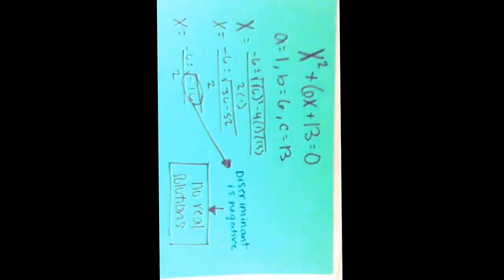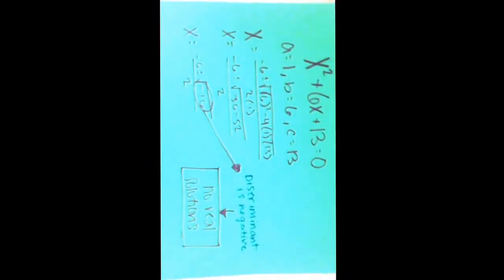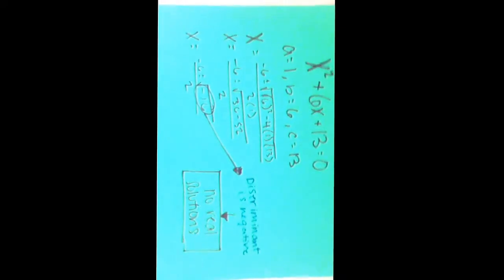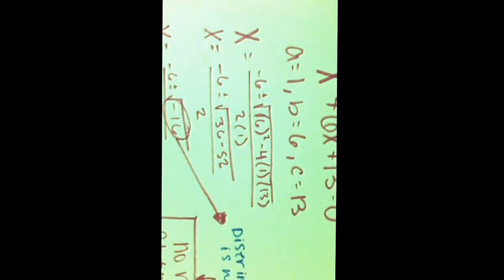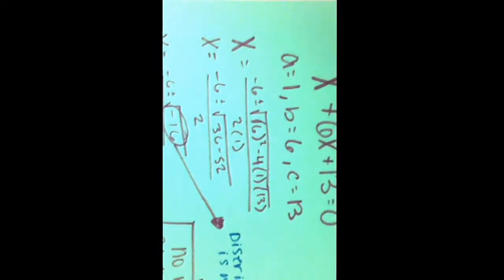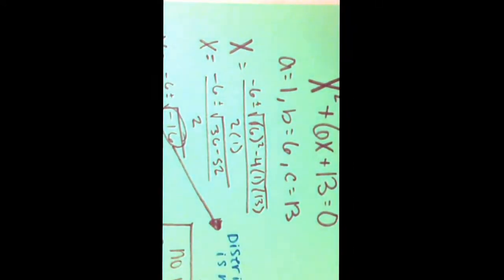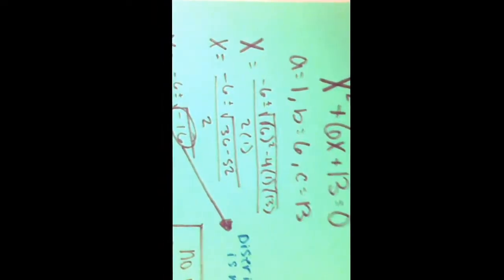Here's our second example. We have x squared plus 6x plus 13. The a value equals 1 because there's nothing in front of the x squared. The b value equals 6, and the c value equals 13. Therefore, you plug it in. X equals the opposite of 6, which is negative 6, plus or minus the square root of 6 squared, minus 4 times the a value, which is 1, times the c value, which is 13, all over 2a, which is 2 times 1.